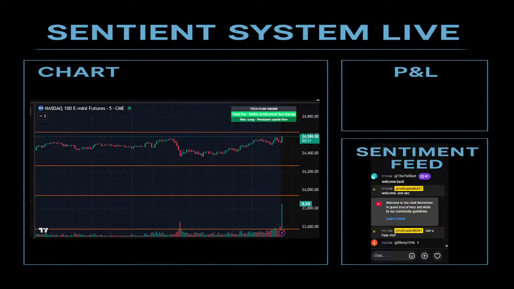All right, I'll let you know when I'm entering the trades, of course. But that's what I'm looking at right now. Market just opened, so we'll take it slow.